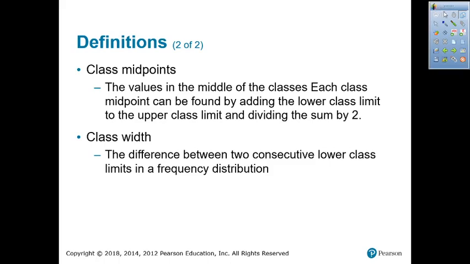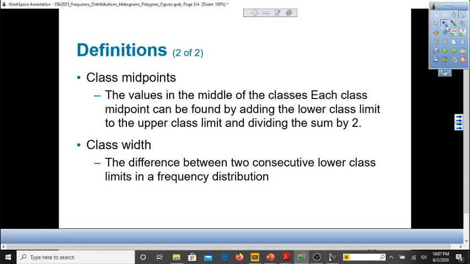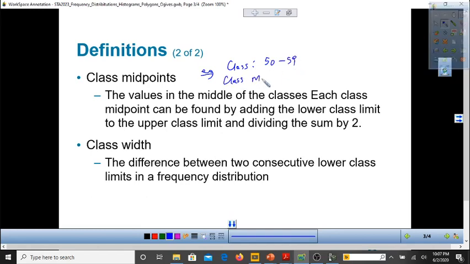So if we have a class that is 50 to 59, then the class midpoint, also called the class mark, is simply the halfway value from 50 to 59, which we obtain by just adding 50 plus 59 and then dividing that by 2, and that will give us 54.5. So that's the class midpoint for that class. Then we will do that for each class.